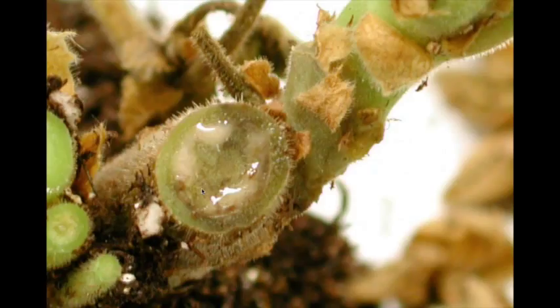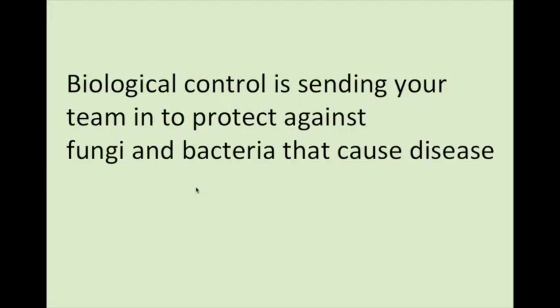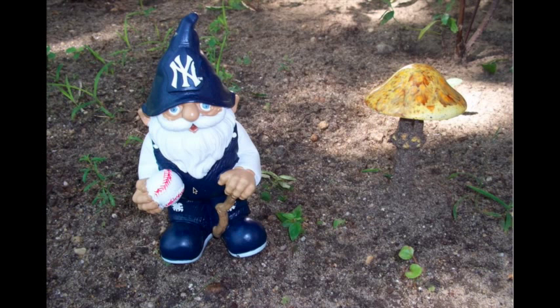Here you can see a close-up of a geranium stem that's been cut and the bacteria of Ralstonia oozing out from the xylem. We don't have a way of injecting plants with biocontrols to fight back against diseases. The basic concept of biocontrol for disease is that you're sending your team in ahead of time to protect against the fungi and the bacteria that might cause diseases. You're sending in your guys against the fungi or the bacteria.